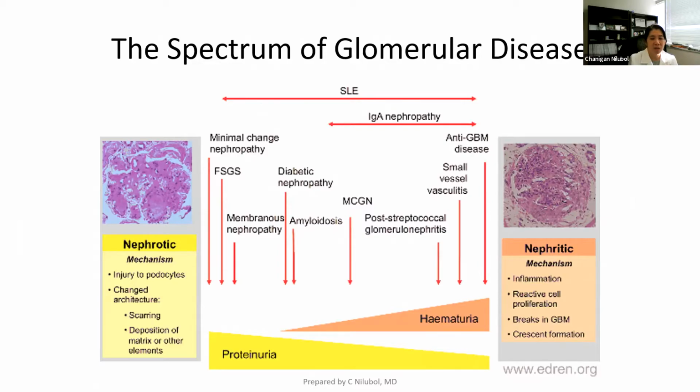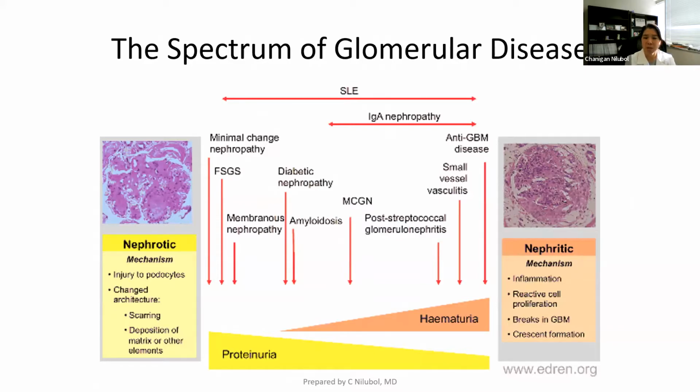So this is a spectrum, and like I said, patients can come in nephrotic, with more proteinuria, 10 grams, 5 grams of proteinuria. These are the diseases we commonly think about if patients come in with predominantly proteinuria, other than hematuria. They may not even have hematuria. You would think about minimal change disease, FSGS, membranous.